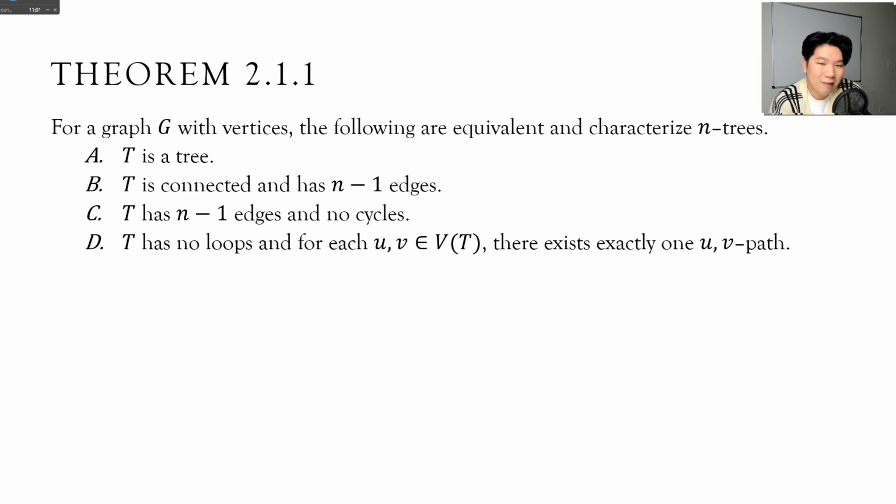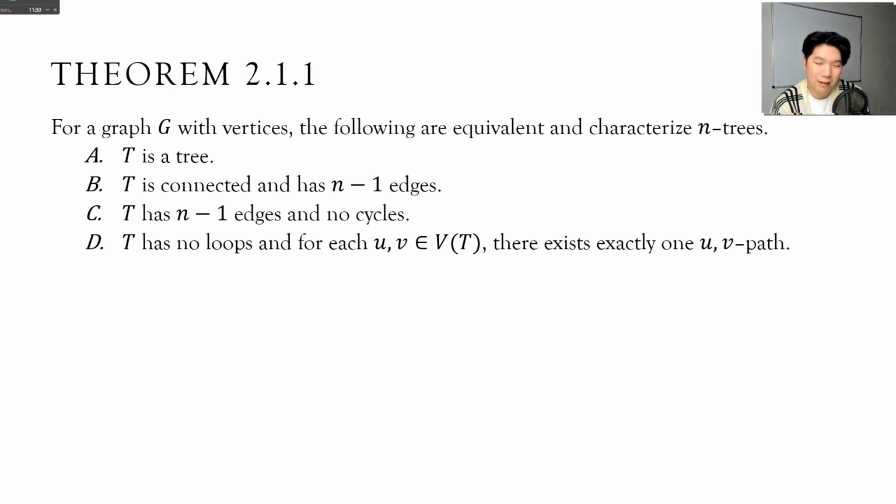So if I have any graph with n vertices, then the following statements are equivalent. T is a tree. T is connected and has n minus 1 edges. T has n minus 1 edges and no cycles. T has no loops, and for each pair of distinct vertices u and v, there is exactly one uv path. So the way that we would prove this, we're not going to go too deep into this.